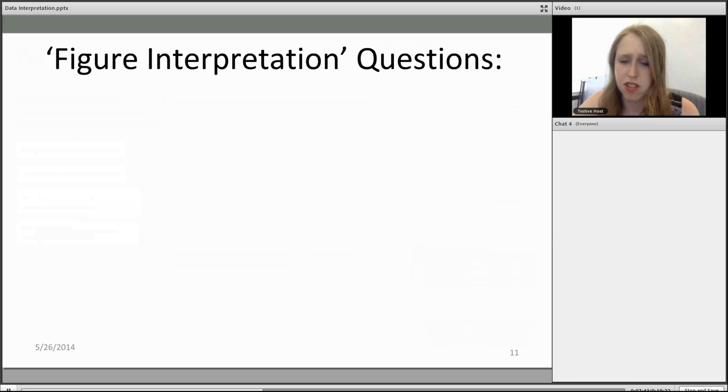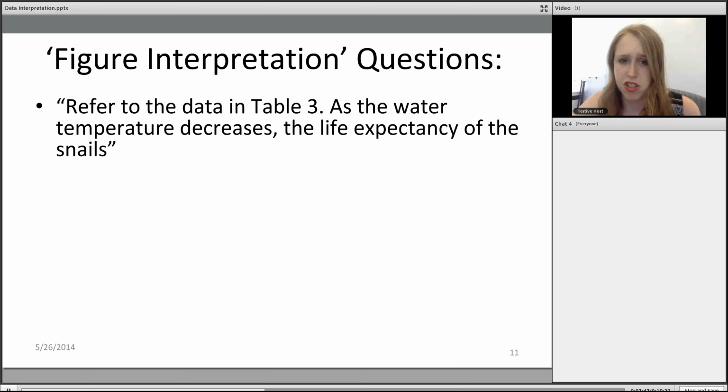Let's look at figure interpretation questions. These are going to be much more straightforward. Figure interpretation questions ask stuff like, refer to the data in table 3. As the water temperature decreases, the life expectancy of the snails... So actually looking at a certain table.